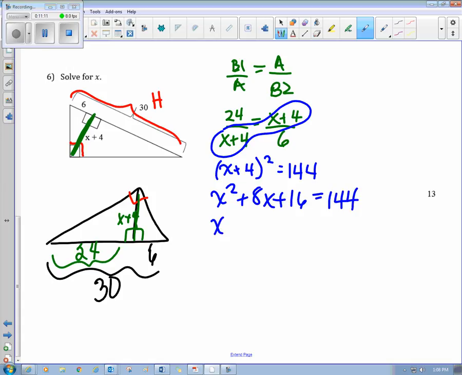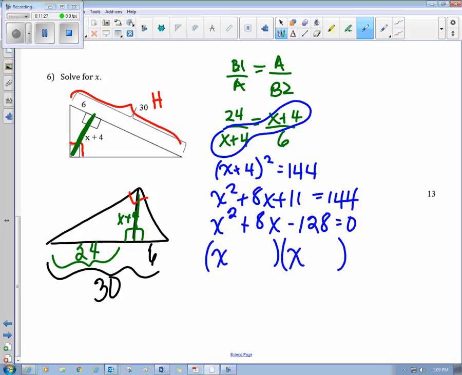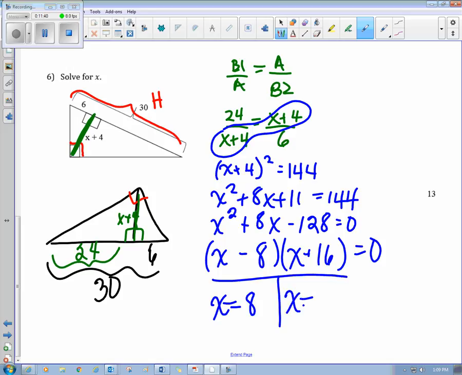And then you'll get it equal to 0. So when I factor this, I have x and x. And my numbers that I'm going to use are going to be 8 and 16. This is plus, this is minus. Make my t-chart. x is 8 and x equals negative 16. This is the reject because it's negative. Sometimes you can keep both answers. In this case, we have to reject that.